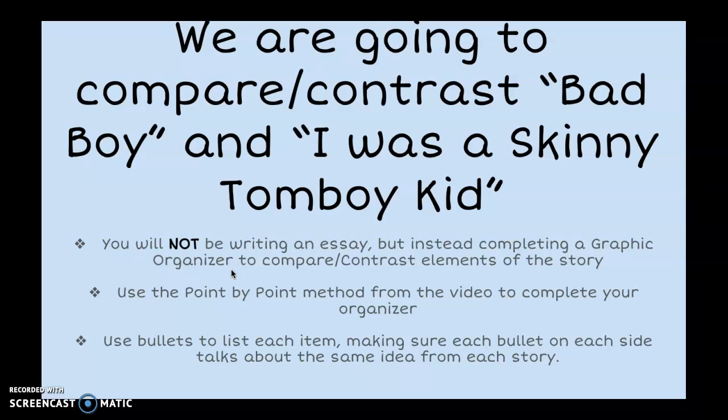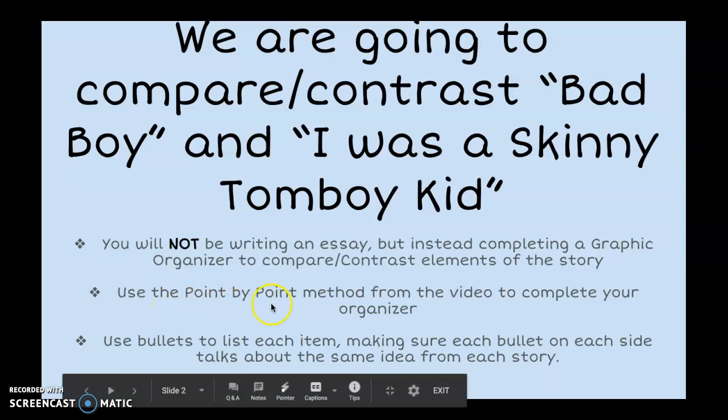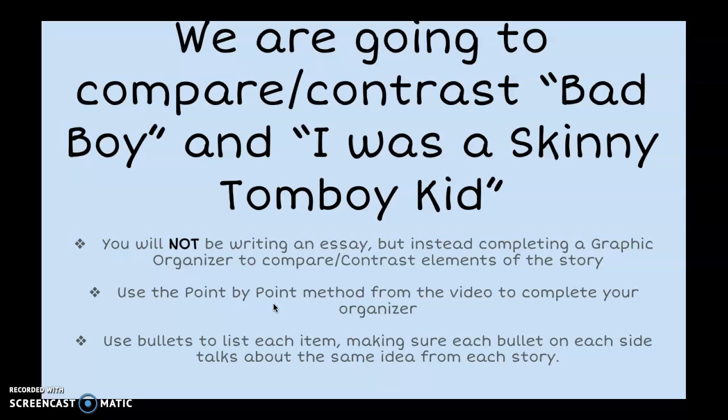So you're going to be using From Bad Boy and also I Was a Skinny Tomboy Kid. You are going to use the point-by-point method, which is where if you're going to talk about one idea from Bad Boy, you need to be talking about a similar point in I Was a Skinny Tomboy Kid. While they may be different, they still have to kind of be about the same idea. That's the whole purpose of a point-by-point method.